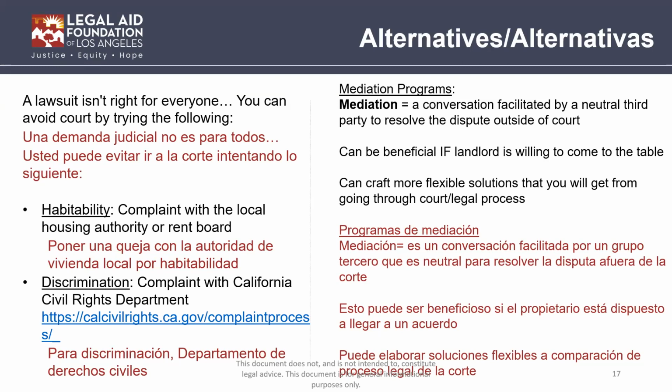The court process is very transactional. It's primarily focused just on money. So mediation in some cases may get a more satisfying resolution if you're looking for more than just payment.